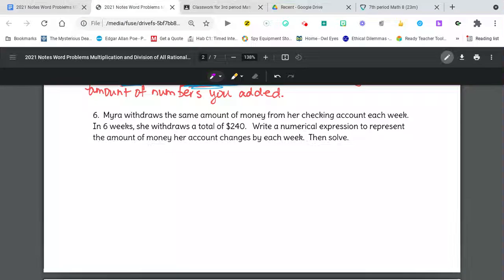All right, 6 says Myra withdraws the same amount of money from her checking account each week. Okay, she's consistent. In 6 weeks, she withdraws a total of $240. Write a numerical expression to represent the amount of money her checking account changes by each week. Okay, then solve. Now be very careful.